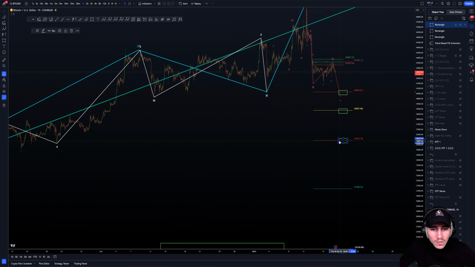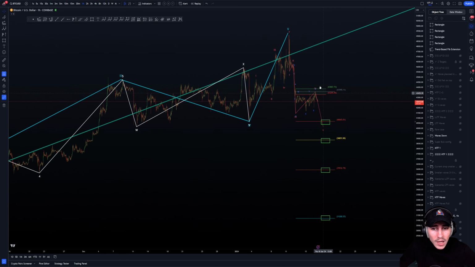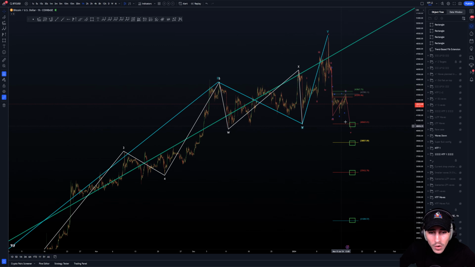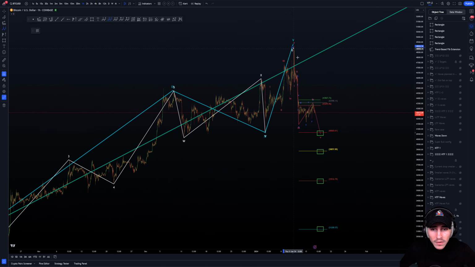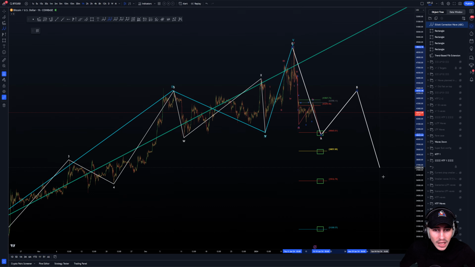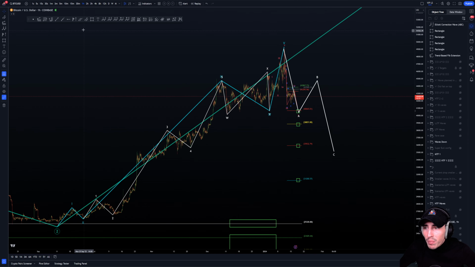Okay. So 38.2, 618, 120 extension, 1618. These are all the targets of the wave 5. All the targets you have to be aware of for a possible stop of this wave 5. And so yeah, once we have done this, we can look, more likely, for an A, B, C. First of all, this is what we're going to take for a bigger wave 1.